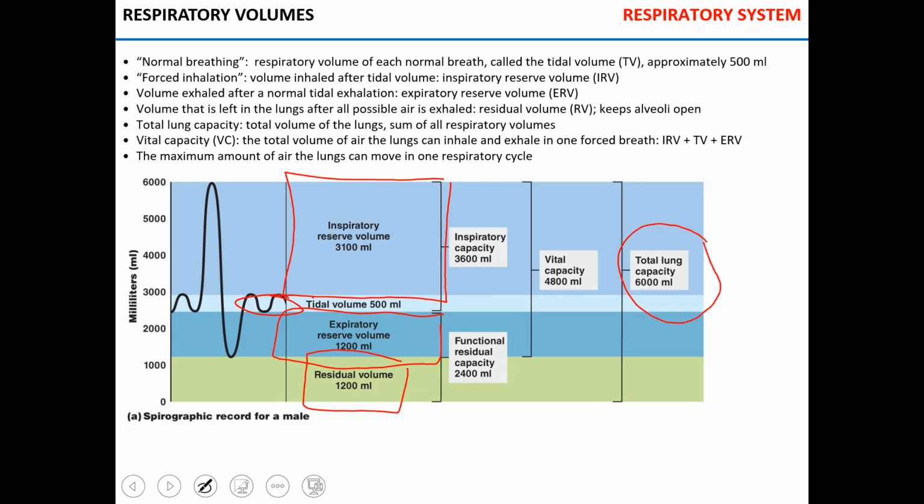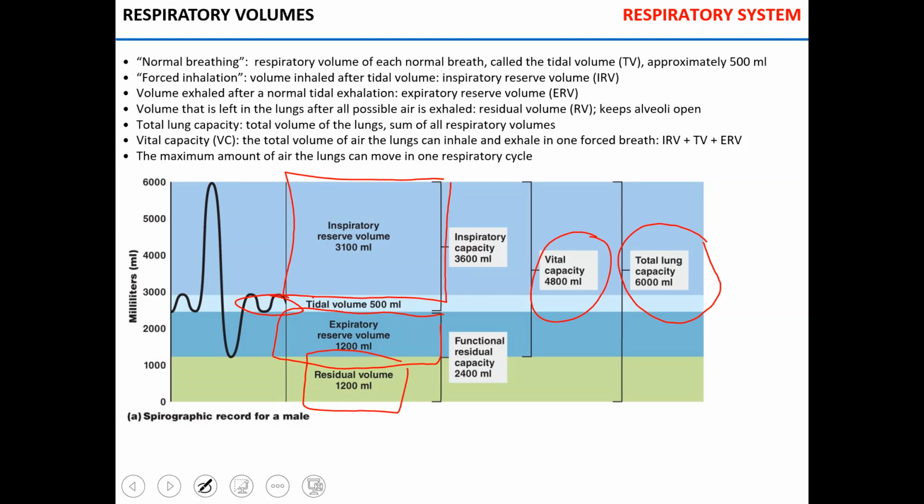Total lung capacity is the total volume of the lung, all four volumes pulled together. Vital capacity reflects the amount of air that you can manipulate, and it's called vital capacity for that exact reason. Inspiratory reserve volume, tidal volume, and expiratory reserve volume form vital capacity.